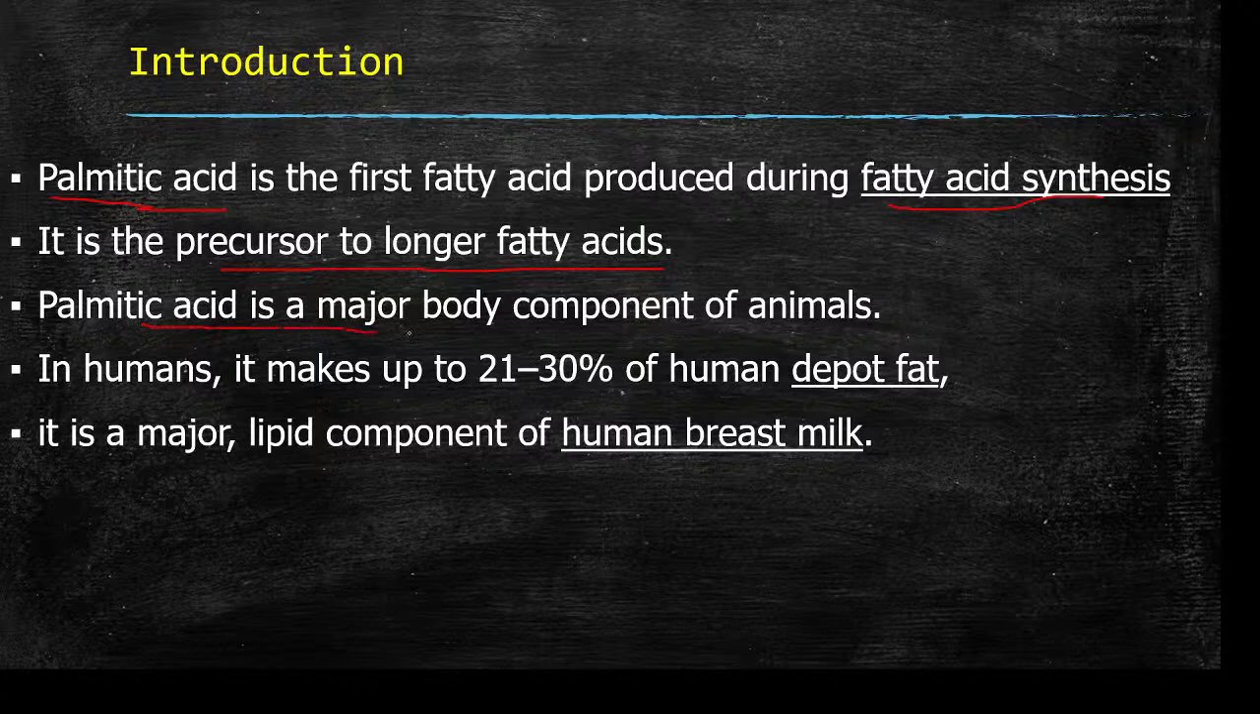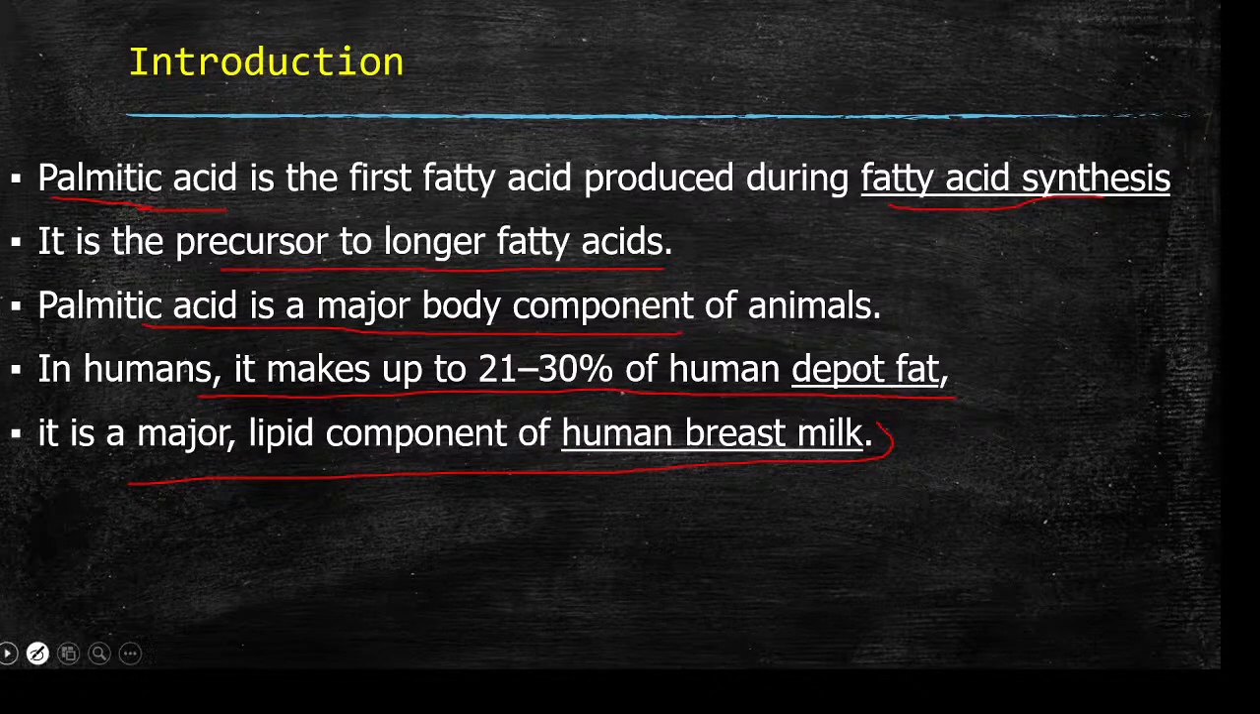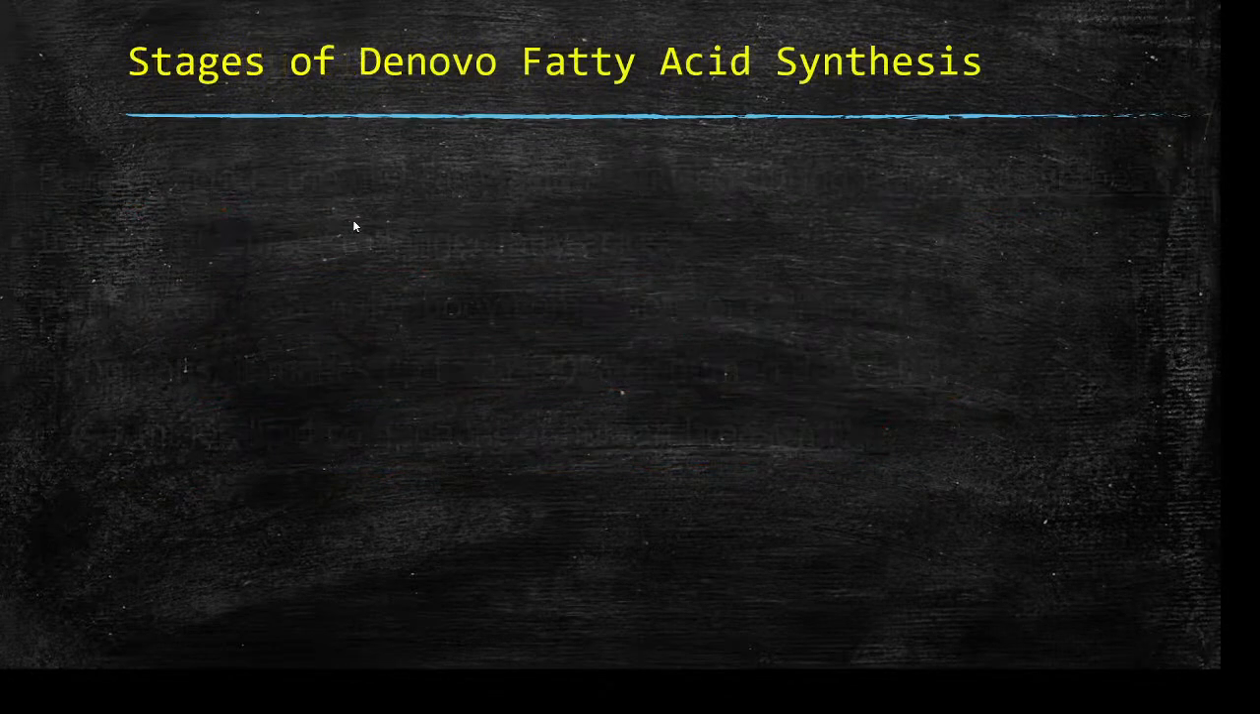Palmitic acid is a major body component of animals, and in humans it makes up 21 to 30% of the human fat depot. It is also the major lipid component of human breast milk. That is why we have studied the beta oxidation of palmitic acid, and now we are learning the de novo biosynthesis of this fatty acid, palmitic acid.